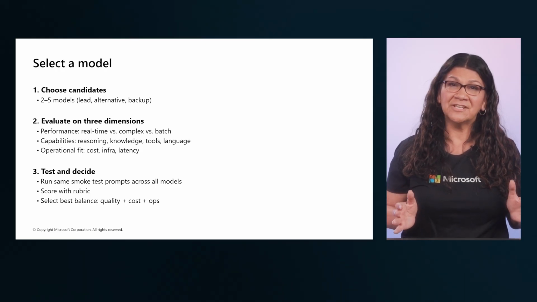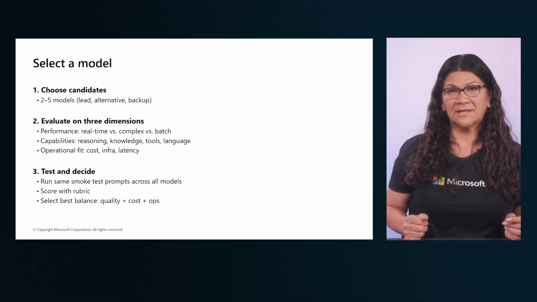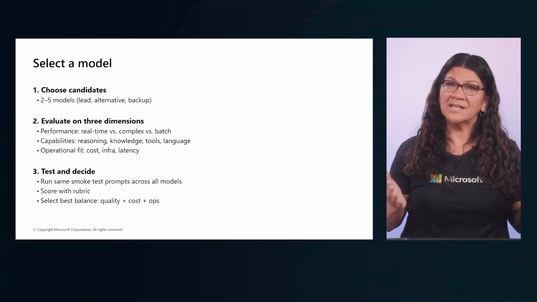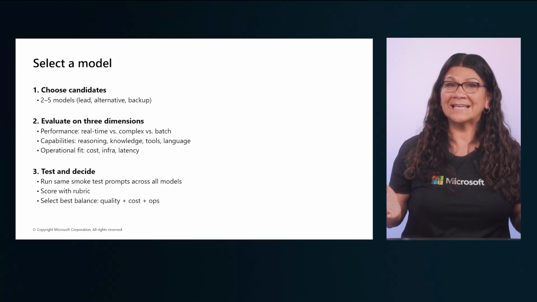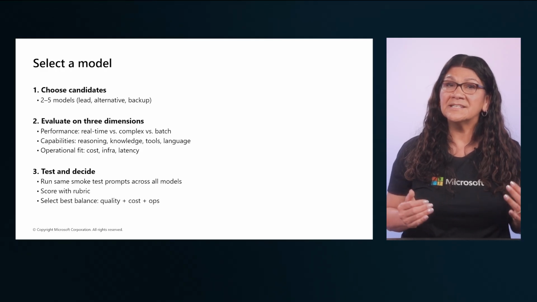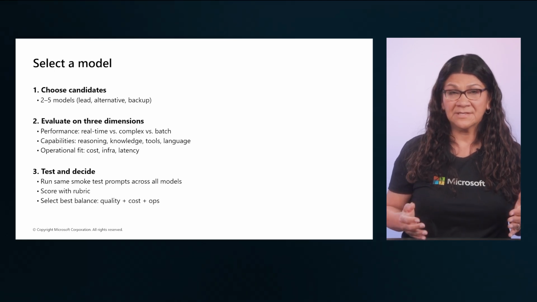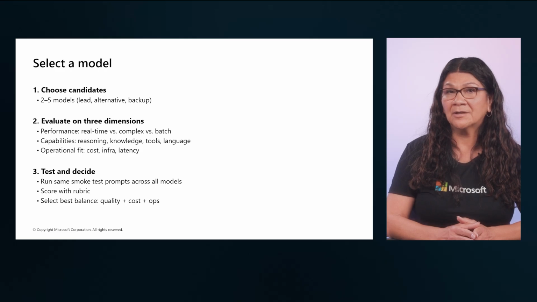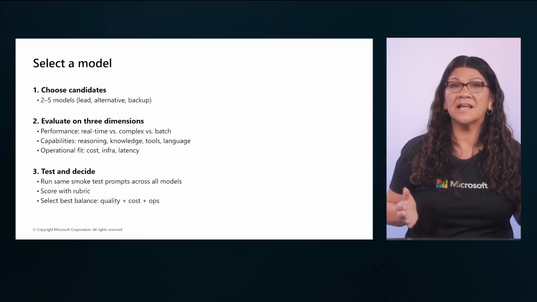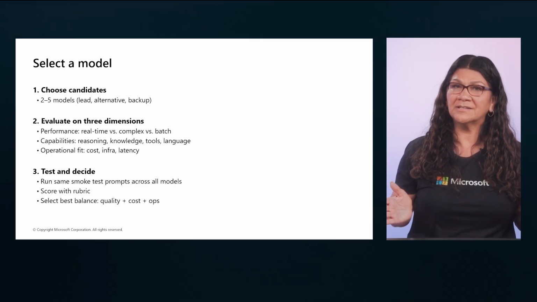Imagine you're building an AI agent that helps customers troubleshoot technical issues. Instead of picking a model blindly, a structured approach lets you shortlist a few candidate models, evaluate them across real-world performance, capability, and operational cost, and then compare them using the same test prompts and scoring rubric. This method prevents teams from overemphasizing just raw model quality, ensuring the final choice also fits latency, cost, and system constraints. Selecting the right model should be deliberate, not trial and error.